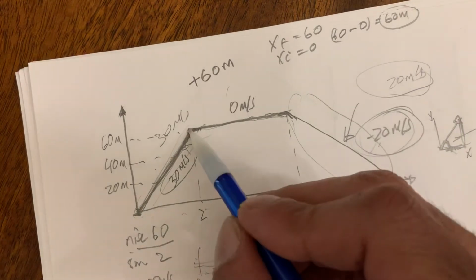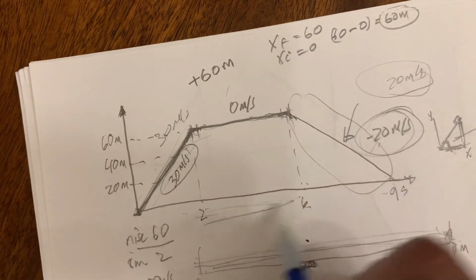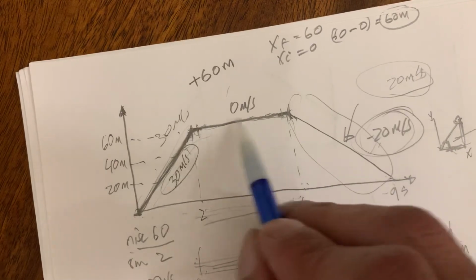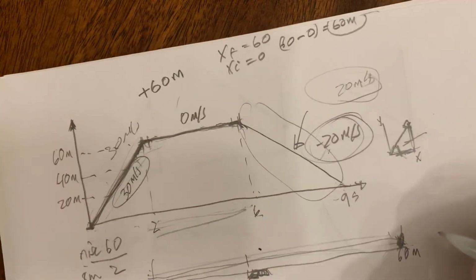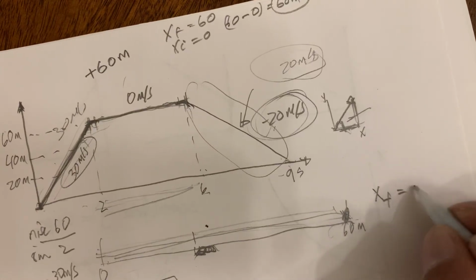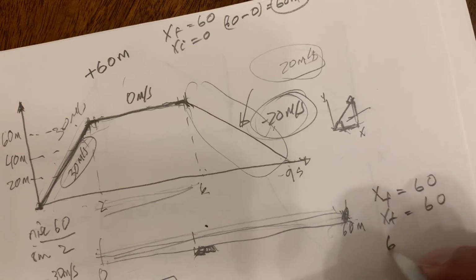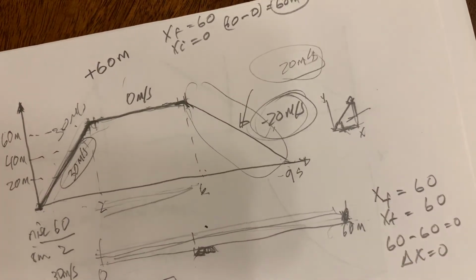Well, what's your displacement during this time, between 2 and 6 seconds? Well, I had no displacement. My final position, xf, is equal to 60. My initial position is 60. 60 minus 60 is 0. My delta x is 0.